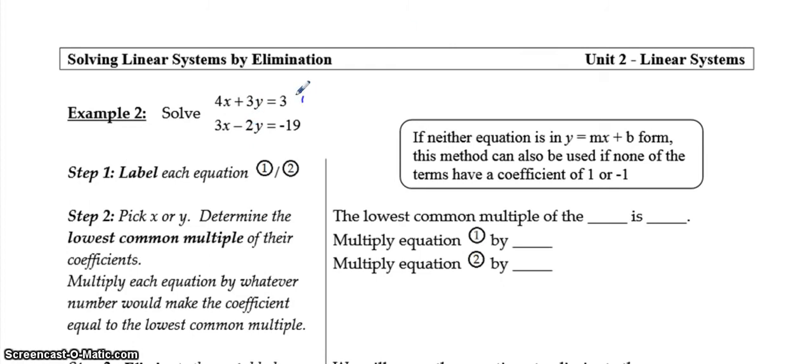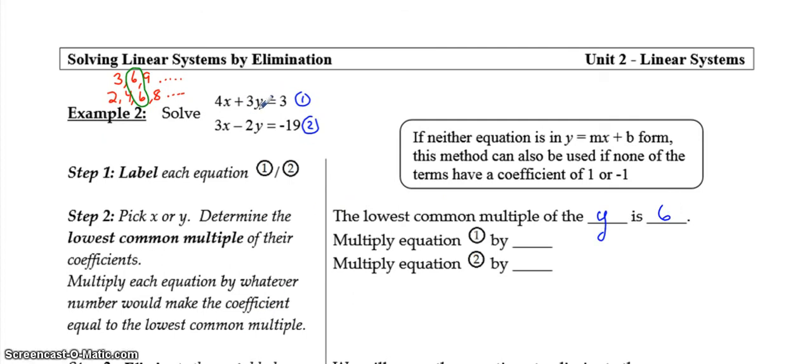So we'll label our equations 1 and 2. And we need to find the lowest common multiple of 3 and 2. The multiples of 3 are 3, 6, 9, etc. The multiples of 2 are 2, 4, 6, 8, etc. So the lowest multiple is 6. Now you don't have to do this work. You can do that work in your head. You don't have to write it out. It really doesn't matter. So the lowest common multiple of the y values is 6.